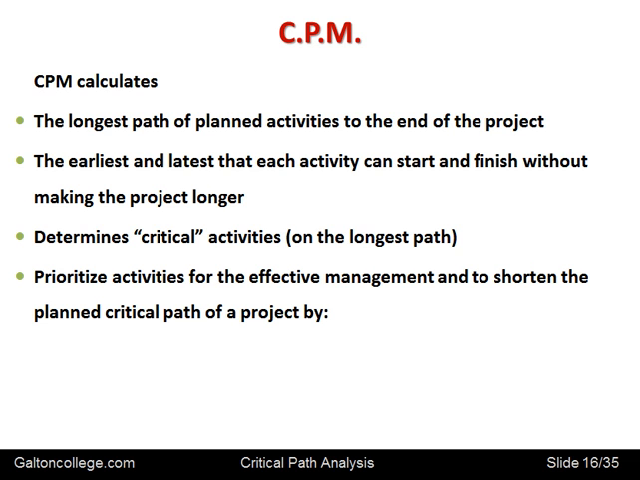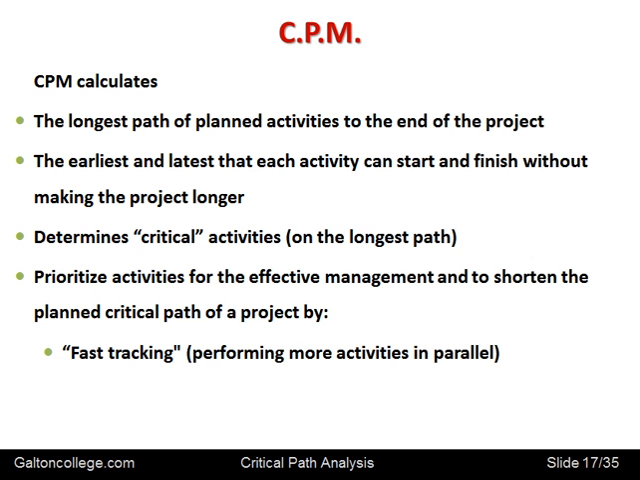And prioritize the activities for effective management and to shorten the planned critical path of the project. And this is done by fast tracking, performing more activities in parallel. So it might be, depending on the dependencies in the network diagram, a set of little boxes and arrows, if you like, which specifies the relationship between each activity.